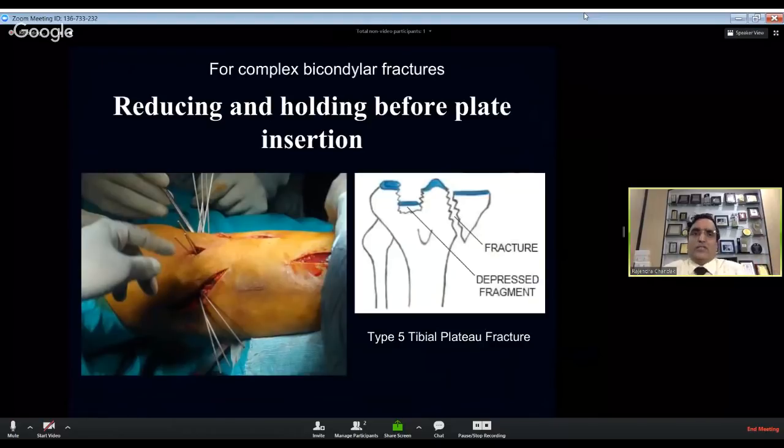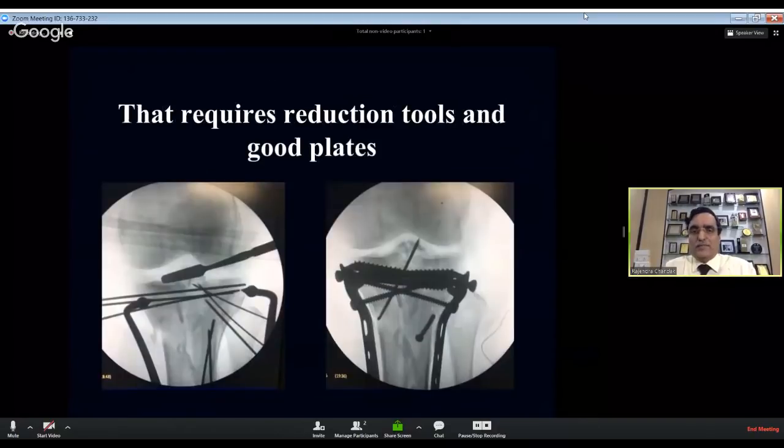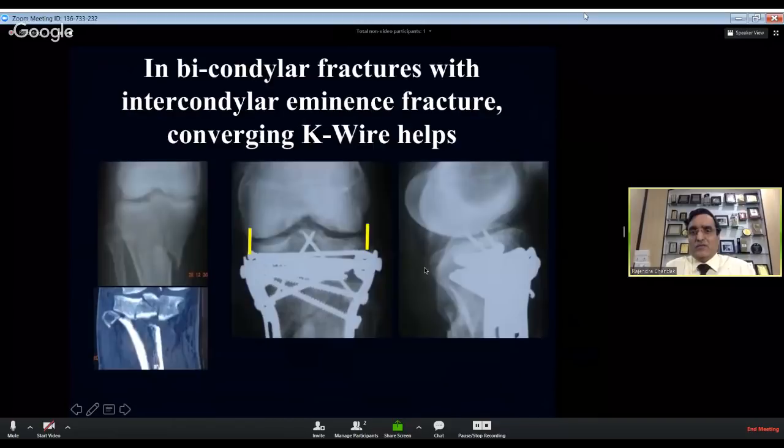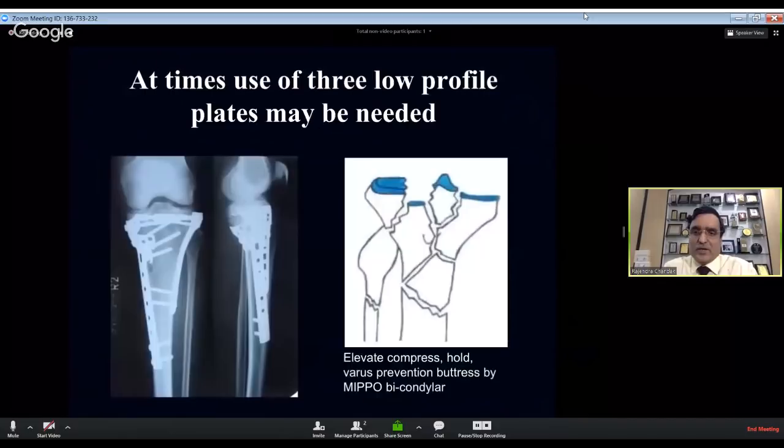For a complex bicondylar fracture, reducing and holding before the plate insertion is important. So we reduce the width, get the alignment, compress on the side, and hold with multiple K-wires out of the range of the plate, and then fix. At times, we require various reduction tools and good plates to compress this intercondylar eminence fracture. You can see converging K-wires help to pin that fragment into position. Otherwise, this fragment, when we compress, ejects out into the joint, leading to flexion deformity, which you will find in certain of our patients in the OPD.